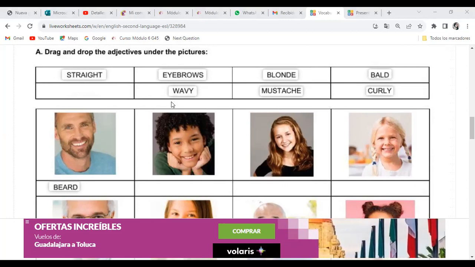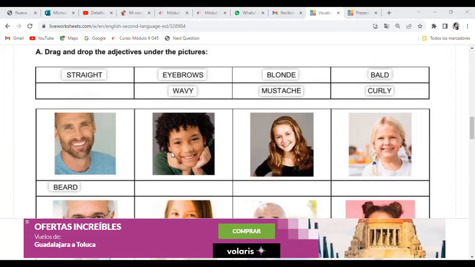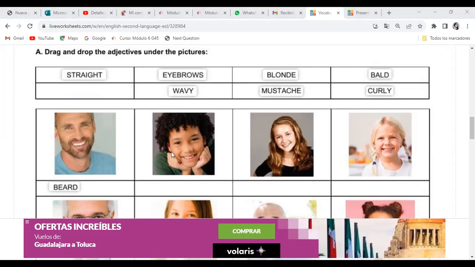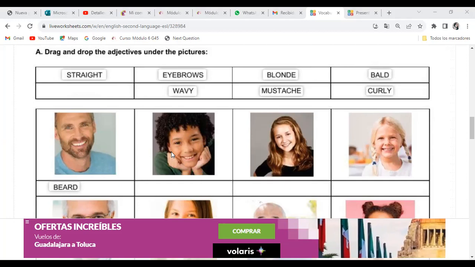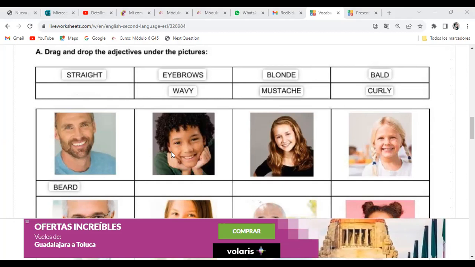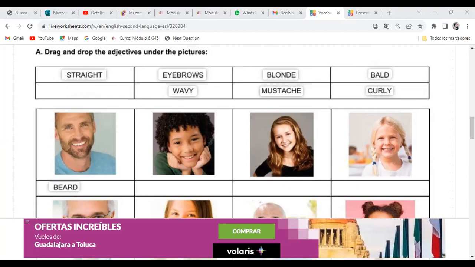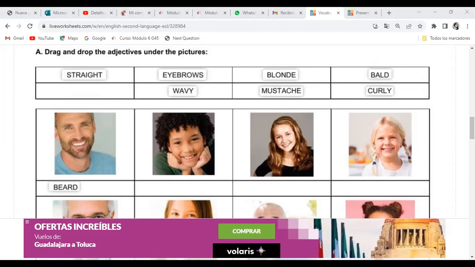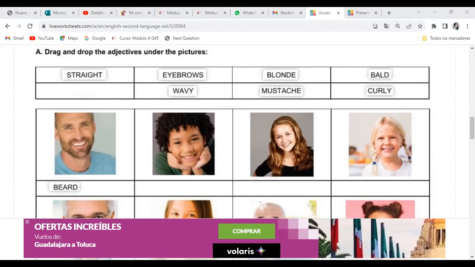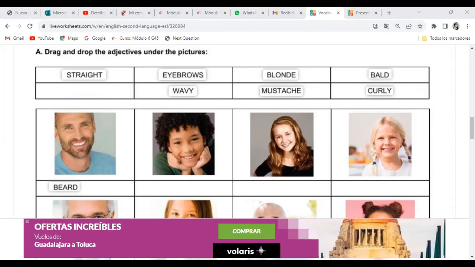Now, guys, let's look at the second one. In the second one, we can see a boy, but he's very different from the rest. Look at his hair. His hair. So, what can you tell me about his hair? Tiene cabello chino, ¿están de acuerdo? Entonces, ¿cómo dirían eso en inglés? El niño tiene cabello chino. ¿Alguien me puede decir? El niño tiene cabello chino.